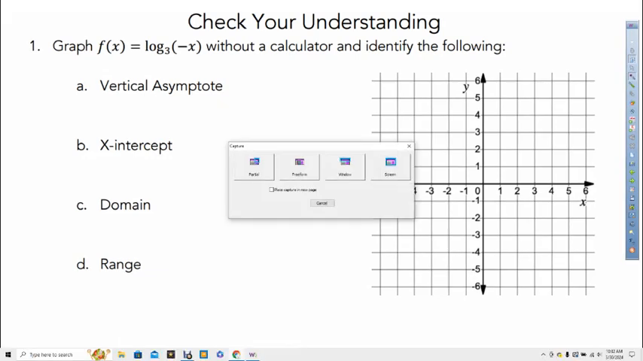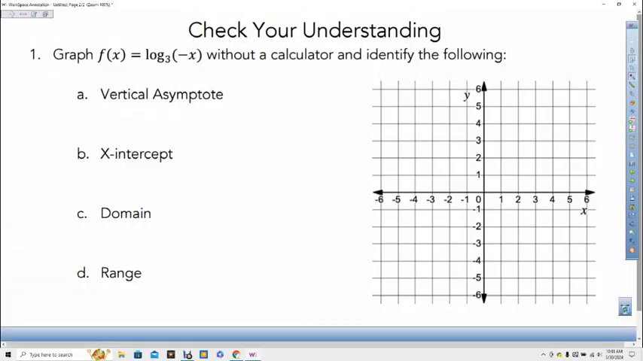Now some of you are probably freaking out already and saying, well, wait a minute, you just said we can't take the log of a negative number. That's still true. We cannot take the log of a negative number. So what has to happen is this thing right here must end up being a positive number for a valid y value to come out of it.